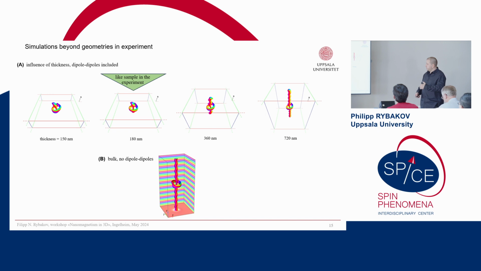So panel A is fully quantitative with dipole-dipole interactions. And in panel B, we actually go into the bulk, neglecting dipole-dipoles, and the phenomenon still exists. So we can even reduce the bias field to 0, and it's still there, so it's very, very general. We can have such a picture for only two interactions, exchange and Dzyaloshinskii-Moriya, and nothing else.